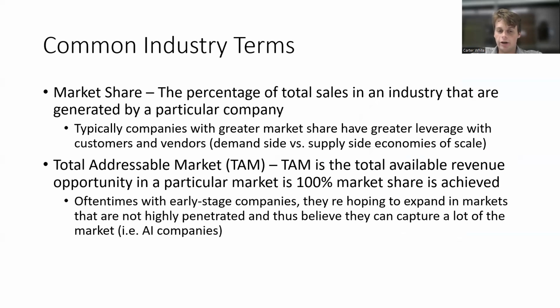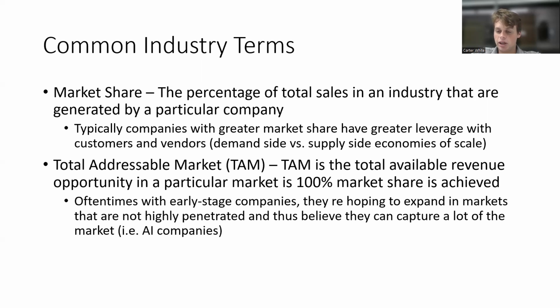One is market share. This is basically the percentage of total sales in an industry that are generated by a particular company. So, for instance, if I am in the golf industry and I make golf clubs and I am responsible for 40% of the total sales, then I would have 40% market share. And typically, companies want greater market share, one, just because presumably they'll have more cash flow, but also they have greater leverage with customers and vendors, which is the idea of demand side versus supply side economies of scale.